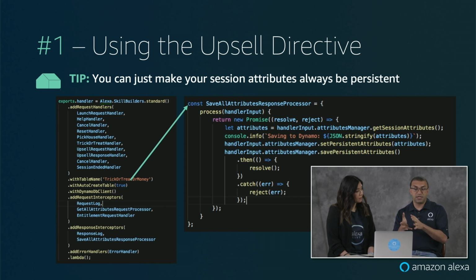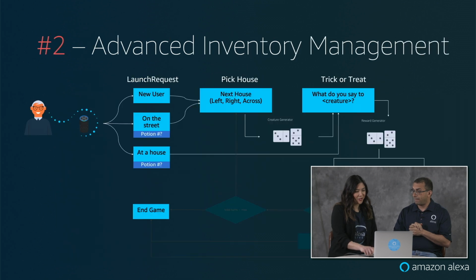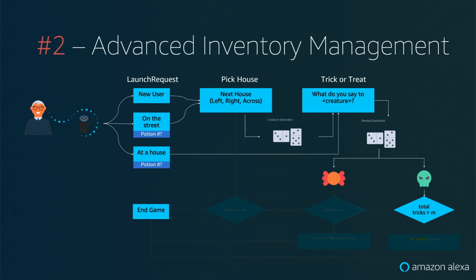That's it for the upsell directive, and I'm now going to hand it over to Sheena again to talk about our second aspect. Sure. So our second feature was what I'd mentioned earlier, the potions. Just a quick review: you're at the door, you say trick or treat, and now we randomly generate either a candy treat, a treat sound, or a trick. If you collect 3 tricks, then you're out and the game ends. So we wanted a shortcut way for somebody to bypass that trick.